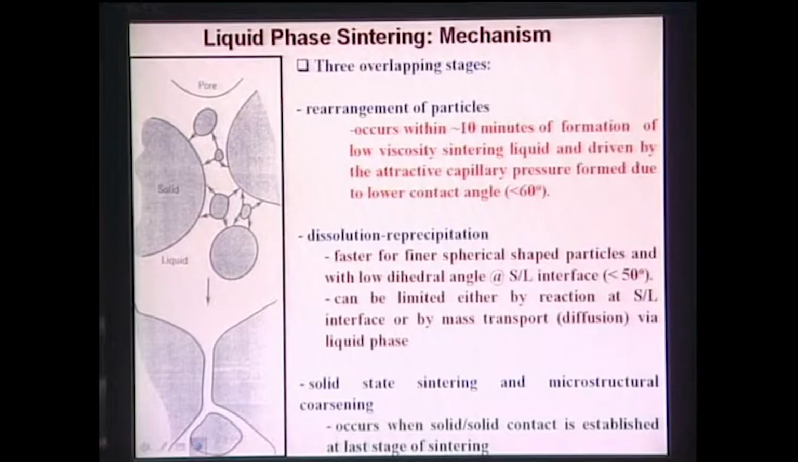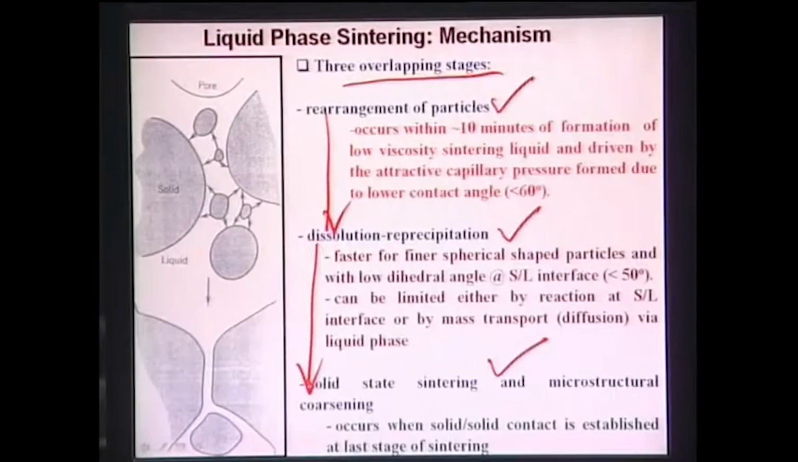Now what happens in case of liquid phase sintering? There are 3 mechanisms, and these are like 3 overlapping stages. That means you cannot essentially say that this will take place first, this will take place second, this will take place third. Overlapping means this and this can overlap, this and this can overlap. The first stage is the rearrangement of the particles. So this is your liquid, the entire stage is liquid, that liquid has formed.